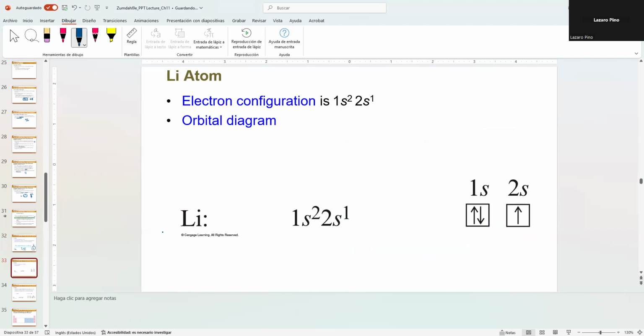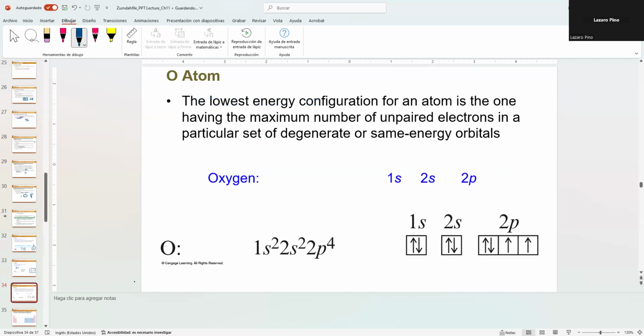For example, the atomic number of lithium is 3. You can find this in the periodic table. Well, what does it mean? That you have 2 electrons in the level 1 orbital s, and you have 1 electron in the second level orbital s. You can also represent it this way. Here you have oxygen.